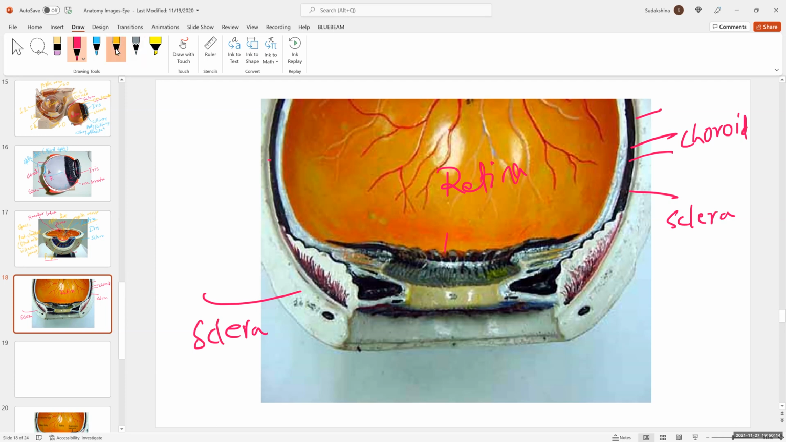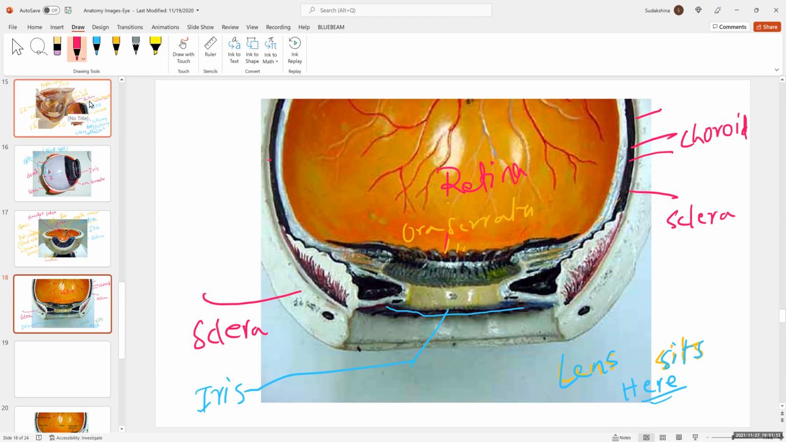So you can see the ora serrata. See how the choroid extends into the ora serrata, the serrated edge. This space here is the space for the lens. Lens sits here. Okay. So the choroid gives rise to various structures to hold the lens in place. Now you can also see, right there, this is the iris. Okay. So if the lens is here, I'm just going to draw. This is the lens. This is where the lens sits.